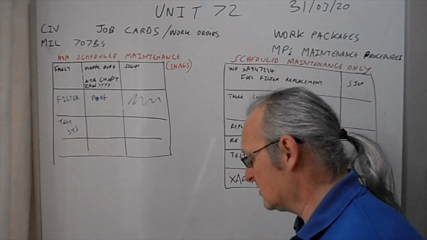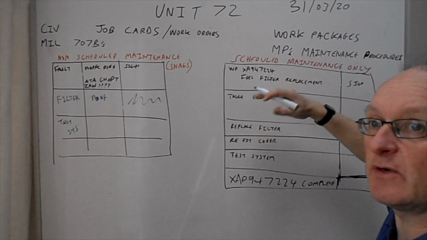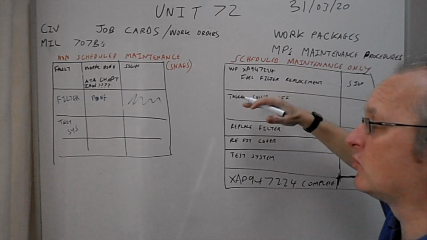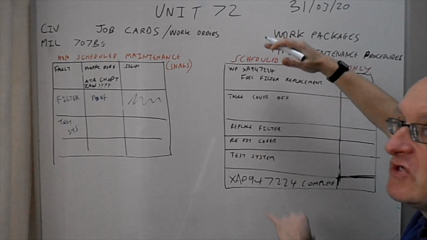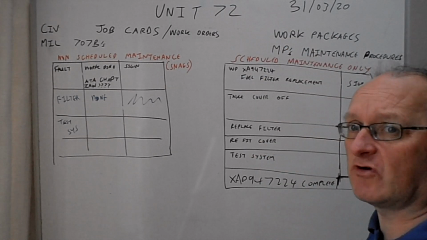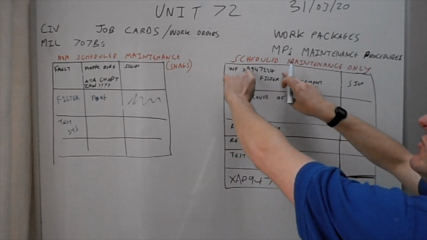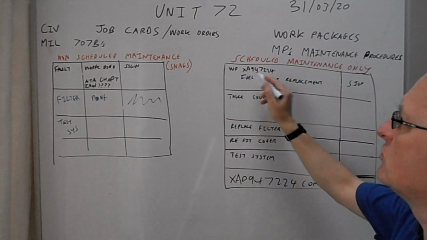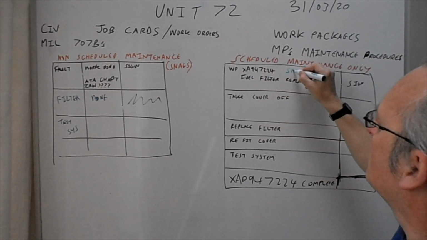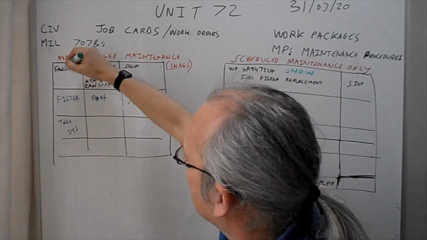What you can do with this one is, the jobs are split down into very small tasks. So this might be pages and pages long. This could be an entire A check on an aircraft, or an entire D check, all on one serial number of work. That's called a serial number of work, or a SNOW.